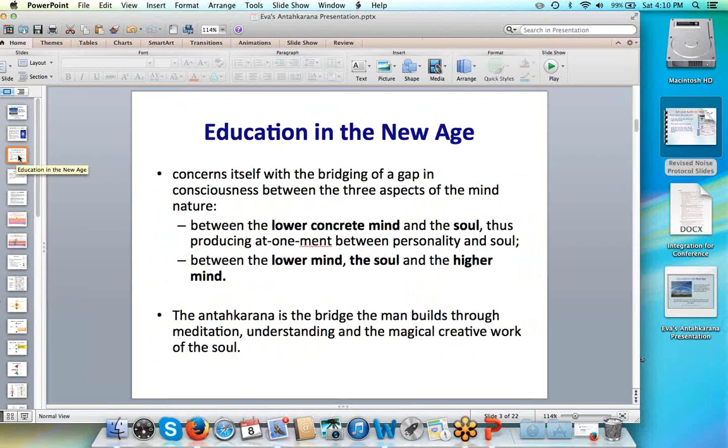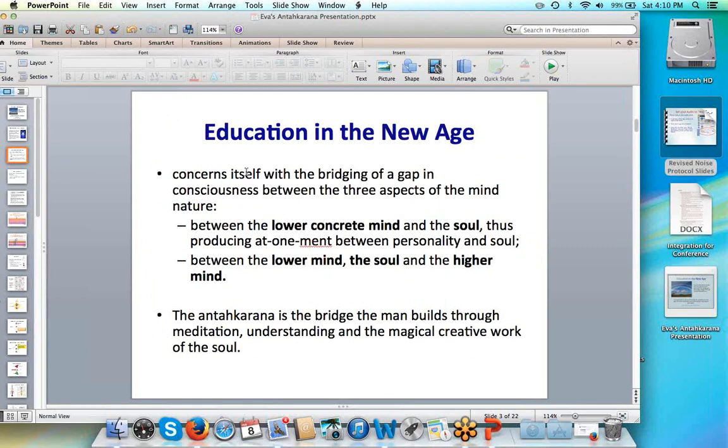So what working in the New Age with the Antahkarana concerns itself with is bridging, and there's that word again, bridging a gap in consciousness between the three aspects of mind. And what are those three aspects of mind? Some of you already know all of this. I know it's repetitive for those of you that do know. Some of you might be new to this information, so we'll go through it.